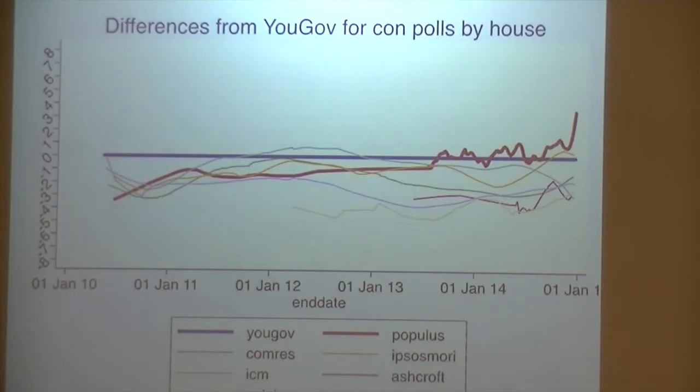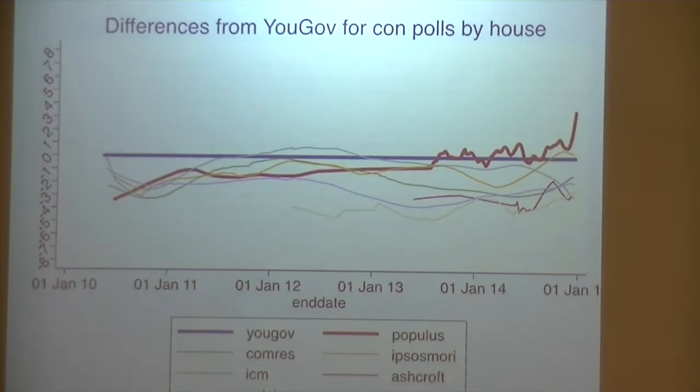So there are enough Populus polls in 2014 to look at it a bit more carefully. There aren't so many for the others, and in some of these graphs the flatness is driven by sparseness as much as anything else. But what you can see here, particularly for Populus, is that if the house effects were entirely stable, all these lines would be flat, and they're not flat. You can see YouGov on 0 in the middle.